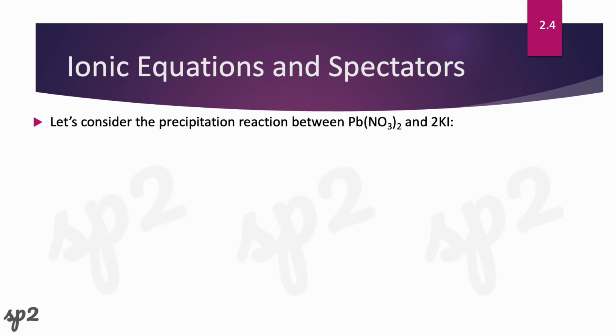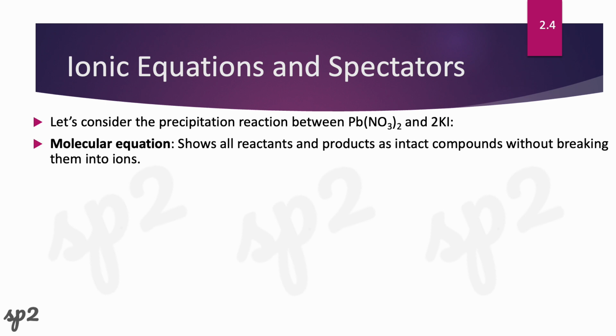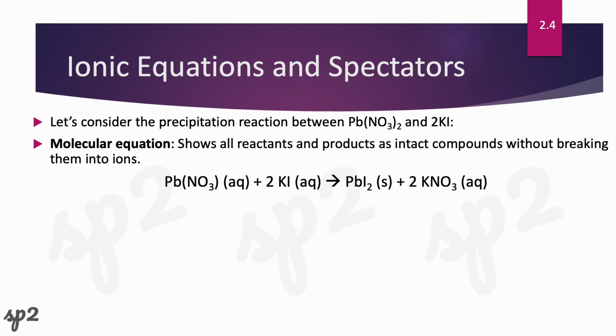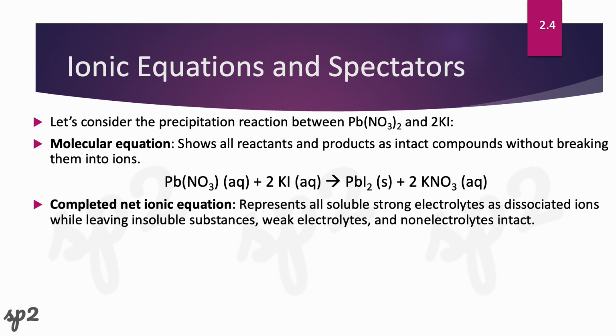Okay, so let's consider the precipitation reaction between these two compounds. I'm going to start by writing my molecular equation, by which I mean I'm going to show all of my reactants and products as they are without breaking them into ions. So that will be lead nitrate reacting with potassium iodide, and I'm going to have lead iodide and potassium nitrate. When you have everything included without breaking them into their ions, we call that a molecular equation.